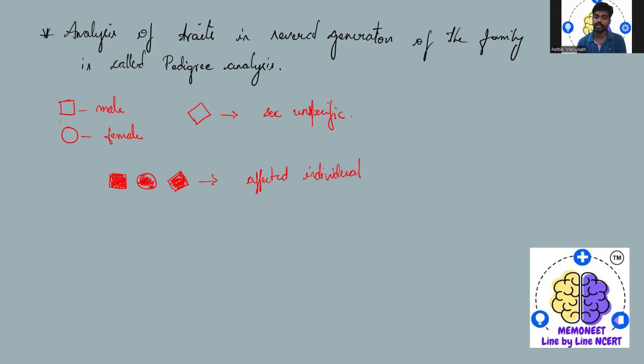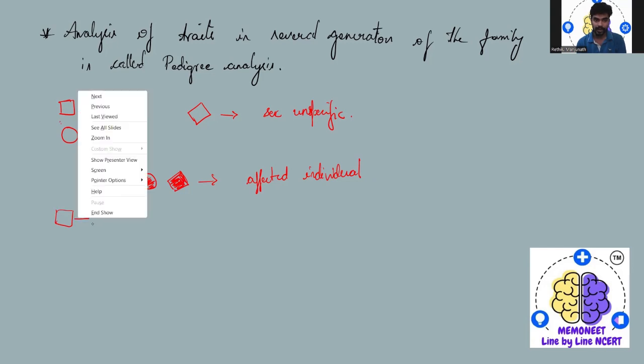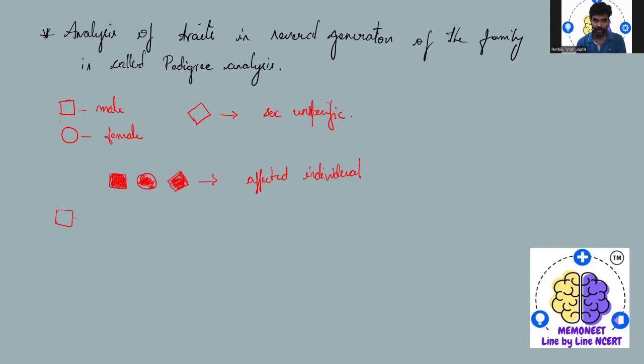So it means the individual has been affected. If I write like this, this is male, okay. If I write like this, what does it indicate? It indicates mating. That means their parents, the male and female, are married, something like that, mating.